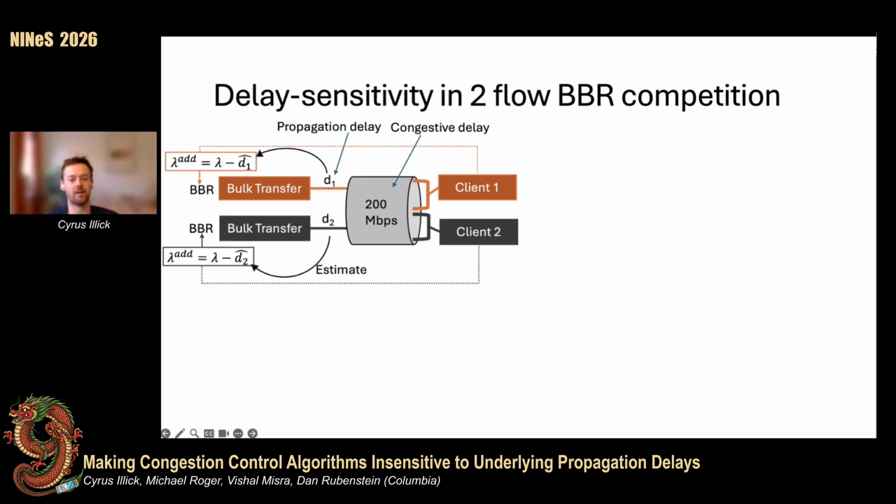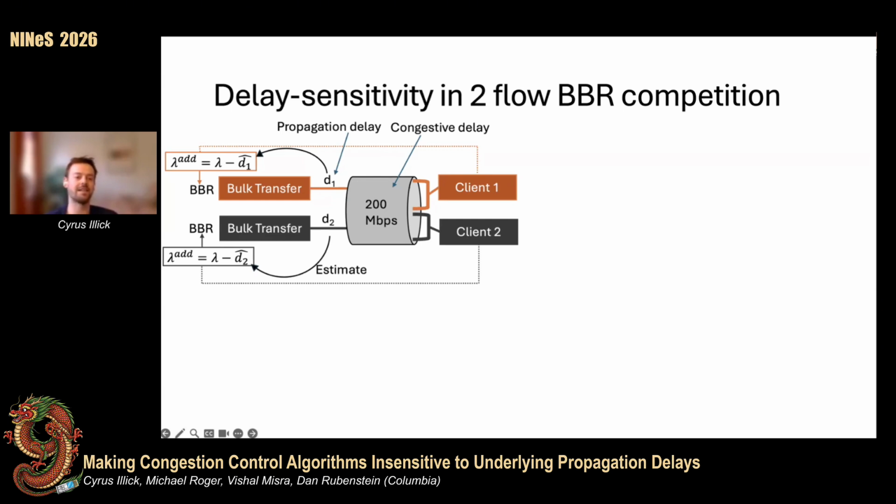It's also important that we're equalizing propagation delay and not full round trip time. This way, CCAs such as BBR, which use variations in congestive delay as a congestion signal, can still operate normally with this larger perceived propagation delay. To equalize propagation delay, we have to make an estimate of the naturally occurring propagation delay.